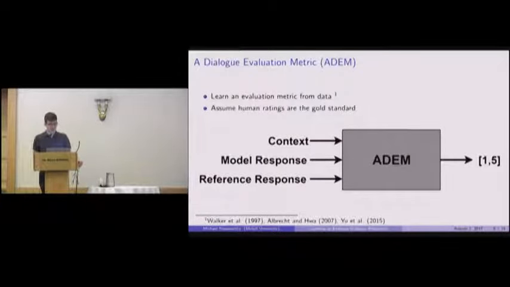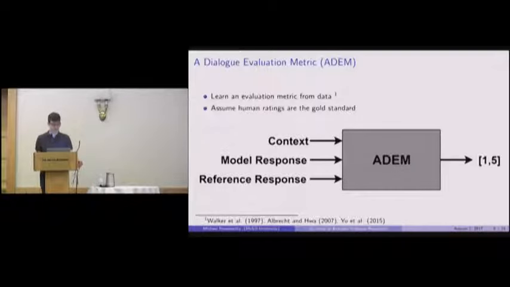So the model that we propose, we're going to title it a dialogue evaluation metric, or ADAM for short. We're going to learn an evaluation metric from data. So the human evaluations that we're used to doing, where we ask users to rate a score, we're just going to try to learn this so we don't have to go to users anymore. We can have an automatic metric that can tell us what human raters would have scored had we done the human evaluation. So we're going to assume human ratings are the gold standard, and our model is seen as a black box here. We'll take as input the context, reference response, and the model response, and output a score between 1 and 5.